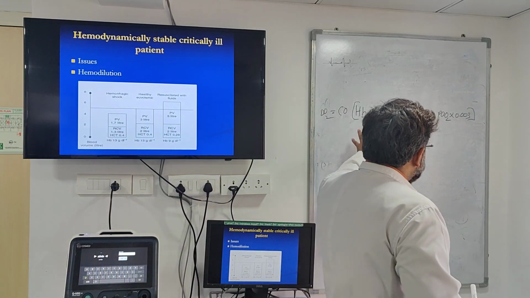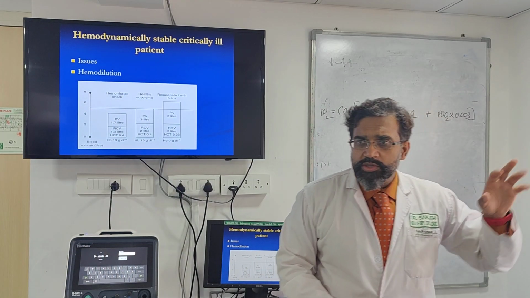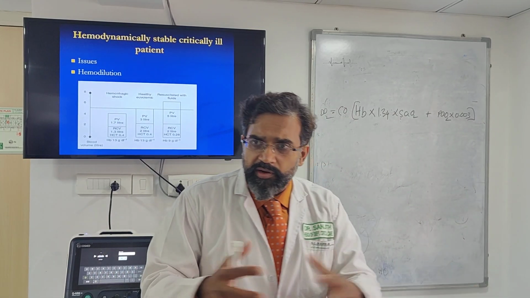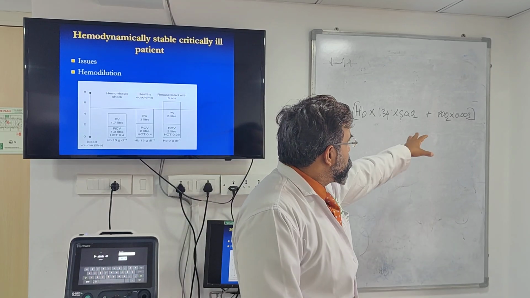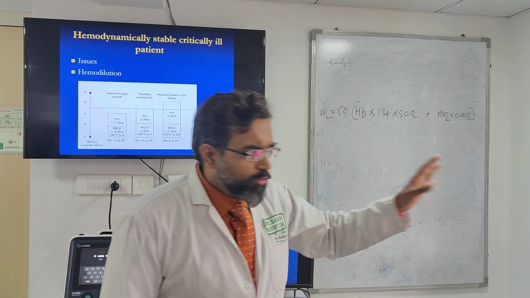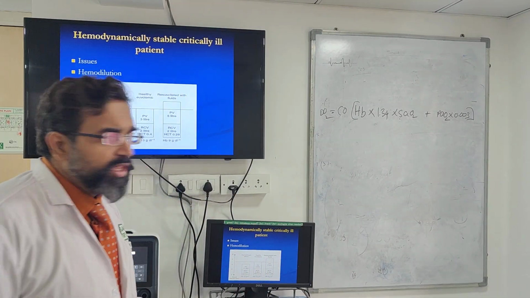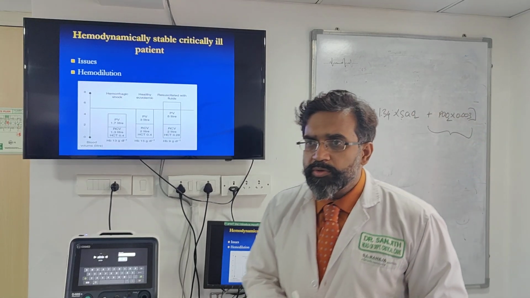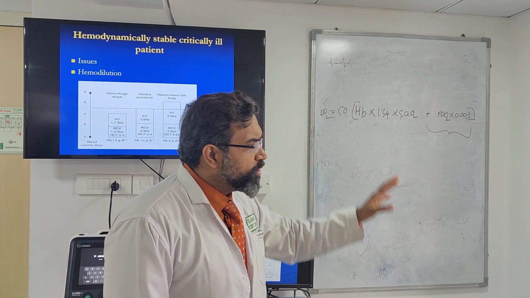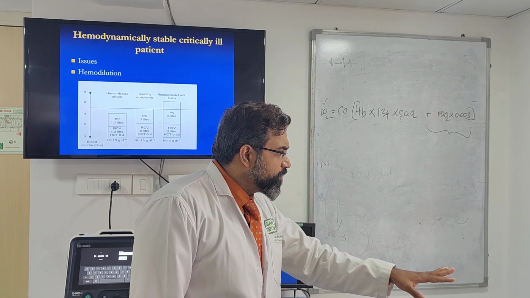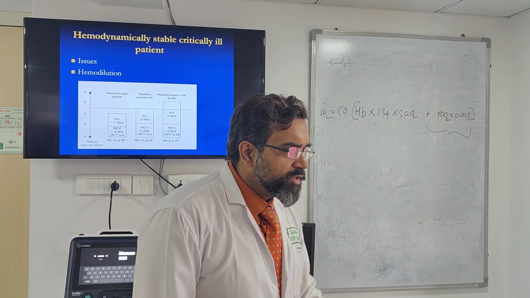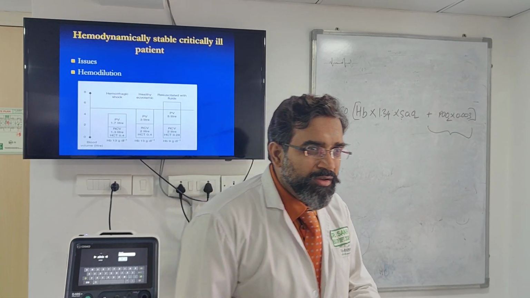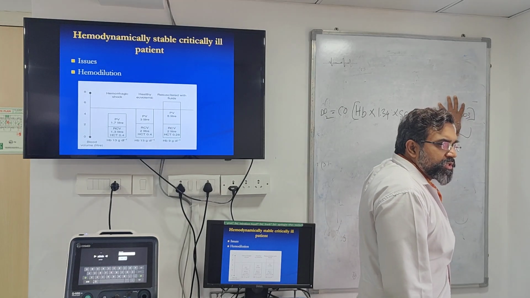So this is a combination of hemoglobin times 1.34, which is the amount of oxygen that can be bound to that hemoglobin, into the saturation, that is the amount of places that can be saturated on hemoglobin, plus PaO2 into 0.003. Now tell me a few things when you look at this. What do you think about this part of the equation? If I keep my PO2 at a normal 100, then 100 into 0.003 is how much? 0.3. So this fraction is very small, no?